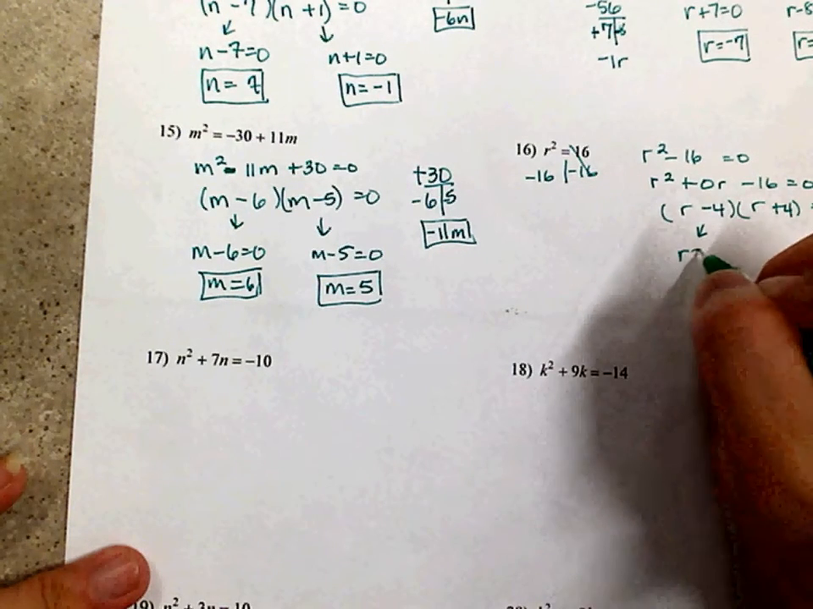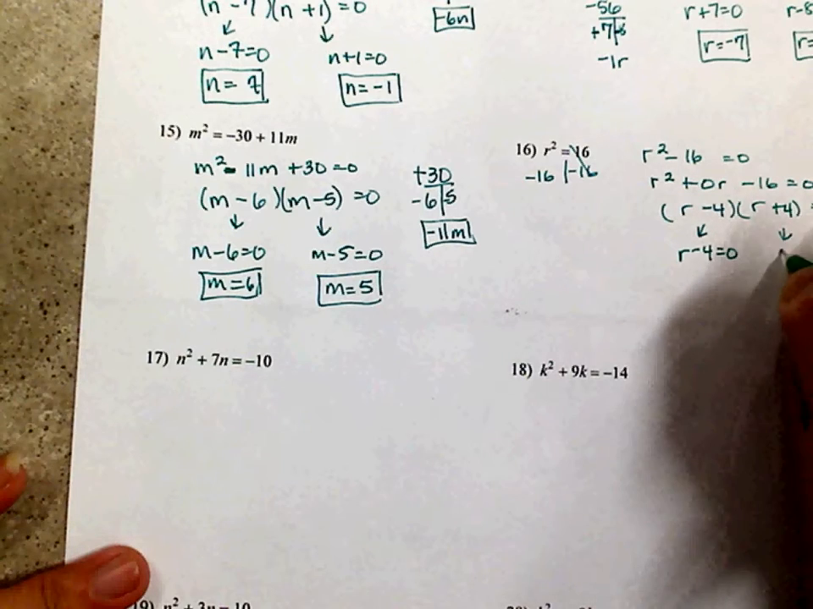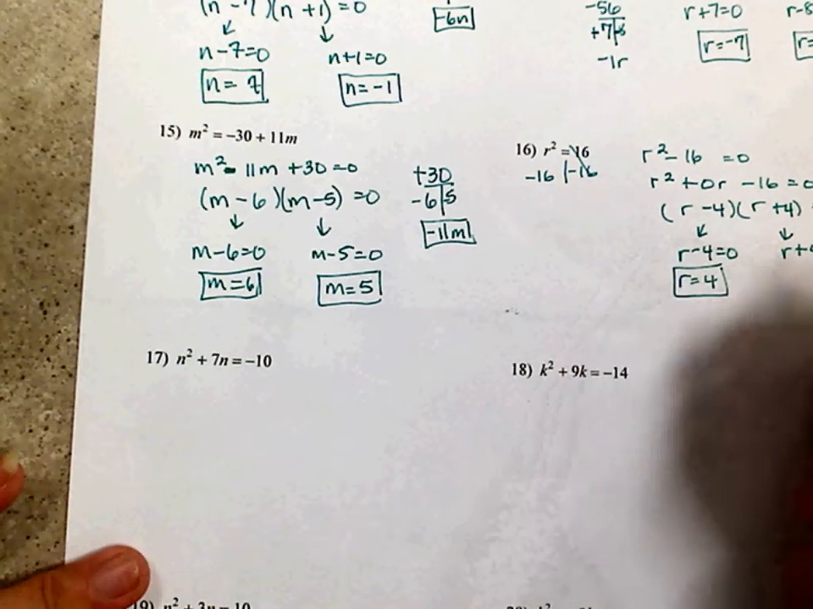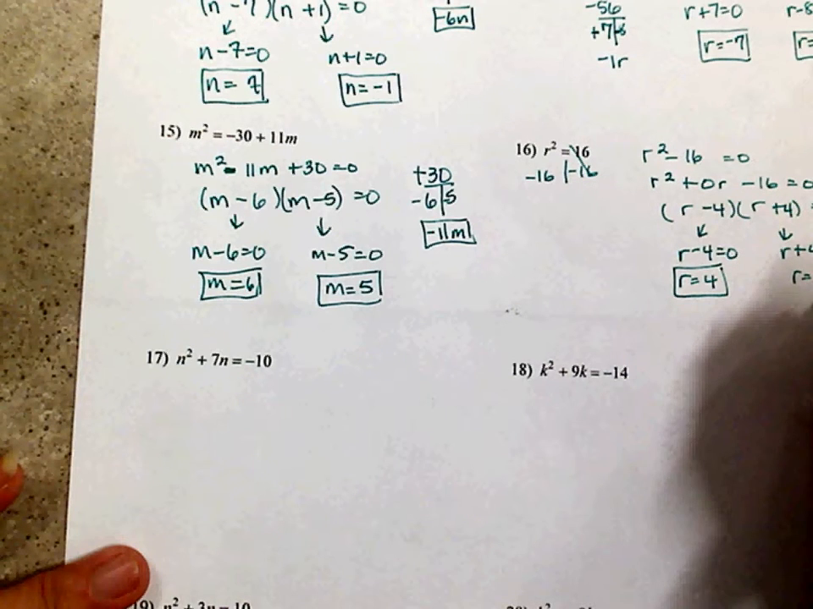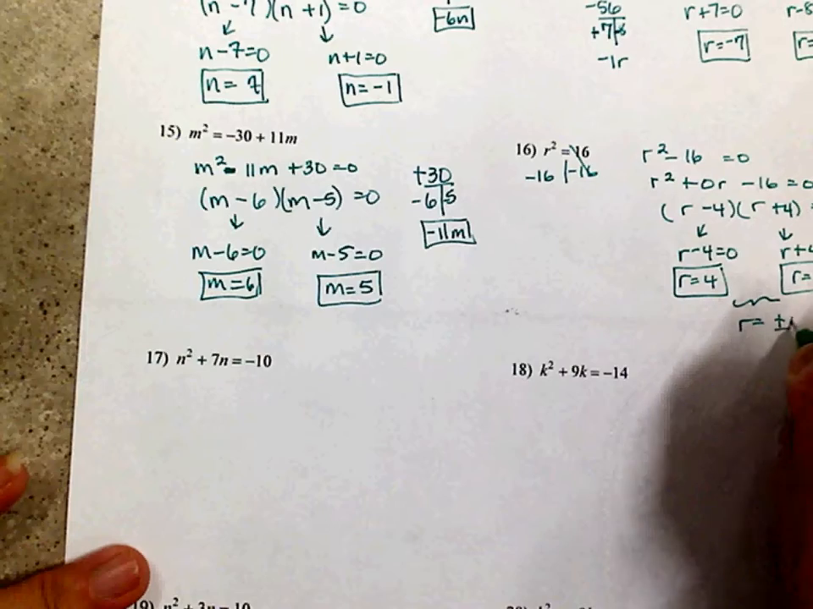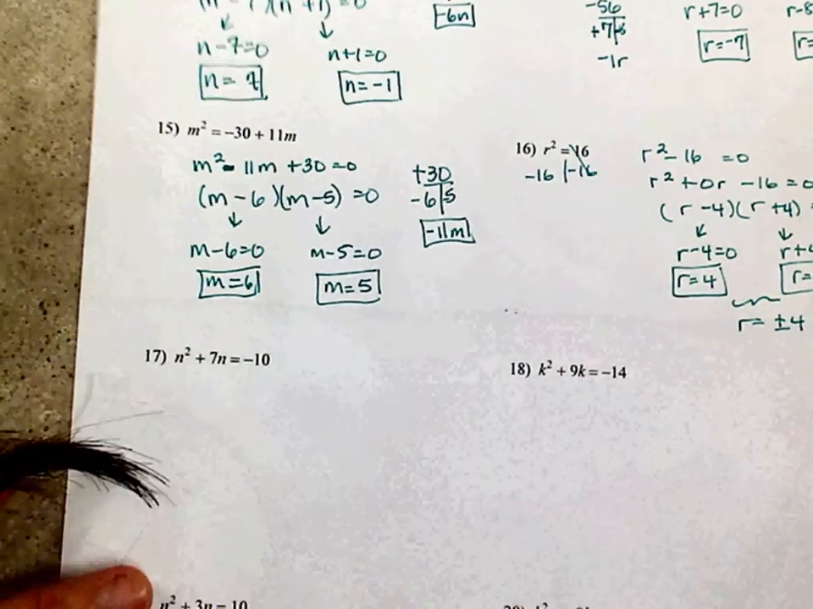Set this one equal to 0. Set this one equal to 0. R is equal to 4. R is equal to negative 4. By the way, you can write it as plus or minus 4. Same answer. Oops, sorry.